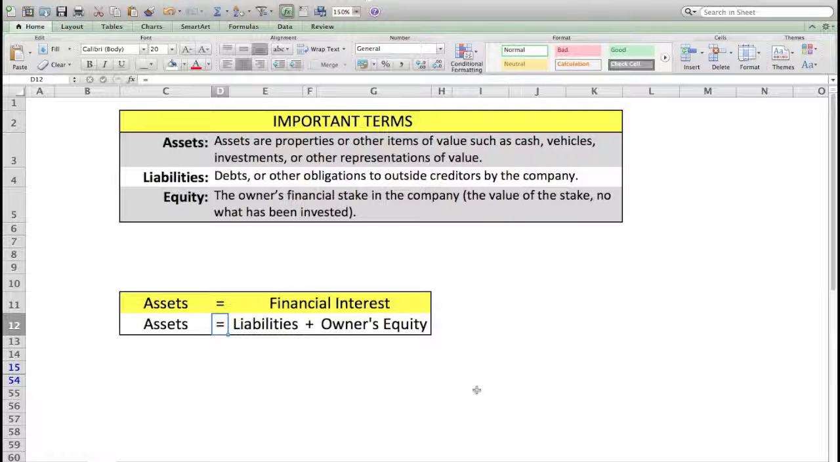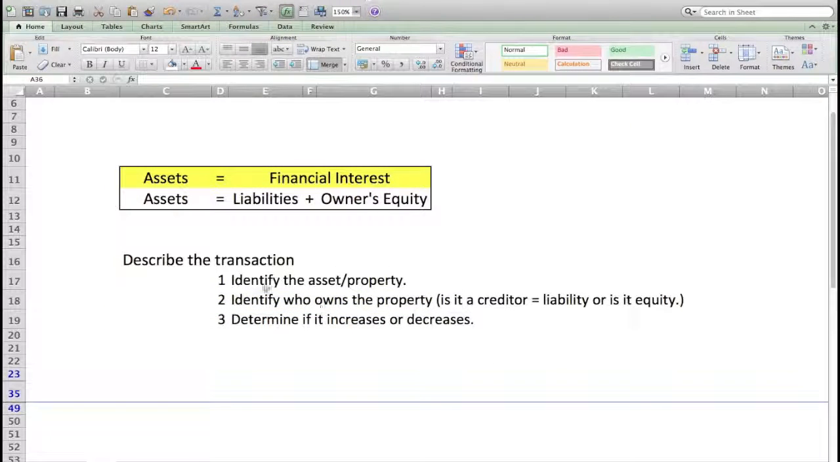When a transaction even as simple as this happens, it should be analyzed to figure out how it affects the fundamental accounting equation and the books of the company. The process works like this. You describe the transaction. You identify the asset or property. You identify who owns the property. Is it a creditor that owns it? Do you have a loan on it? Or do you own it outright? Does it belong to you?